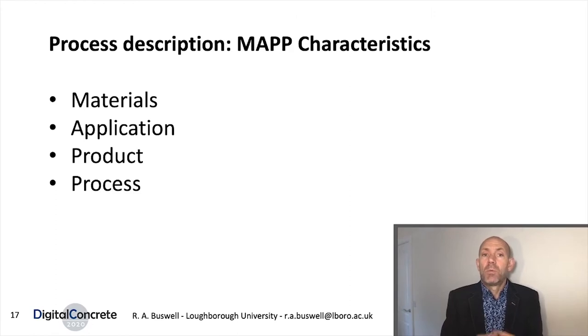The product: what it is, what's its purpose, its specification? Is it an end-use part or does it form a formwork? The process: specifying the boundaries, implementation and sequencing of all of the operations within the technology. Now, we have called these the MAP characteristics for materials, application, product and process. And these should be described using the best practice in each instance of manufacture when reporting.